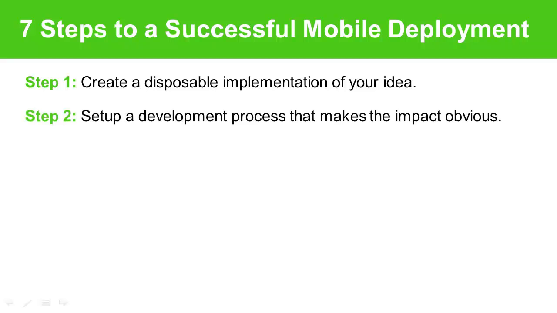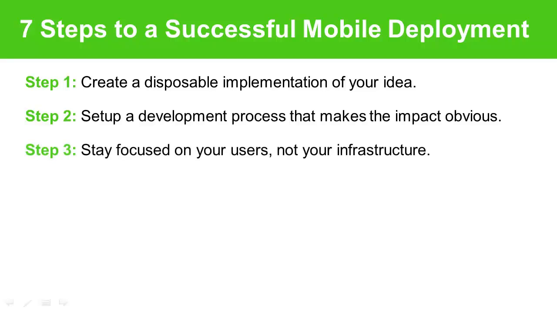Step 2, set up a development process that makes the impact obvious. Your development process needs to let you write some code and then immediately experience the impact of that code across devices. Ultimately, you want to draw a clear line between action and result because this lets you be more efficient in everything you do.